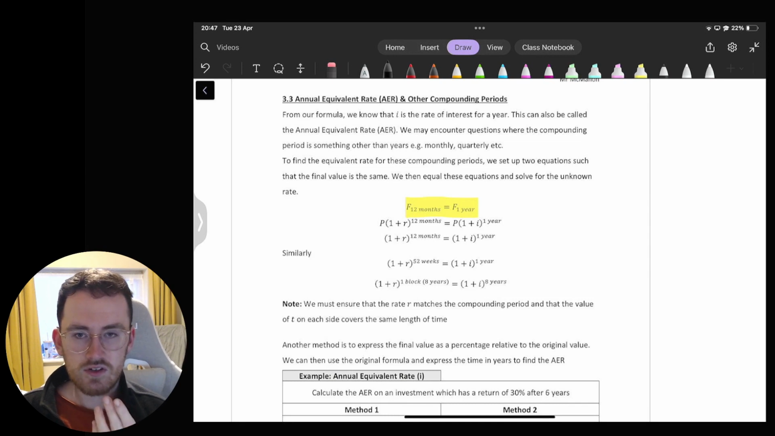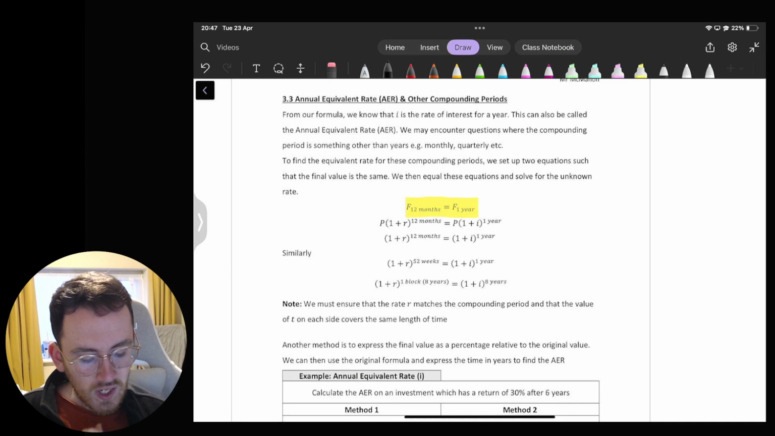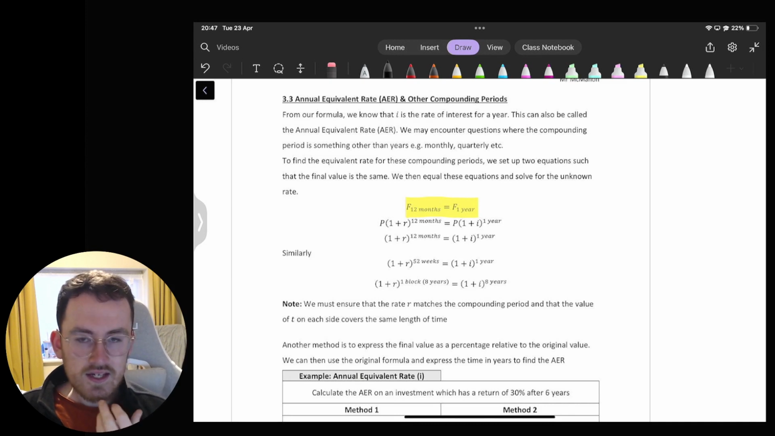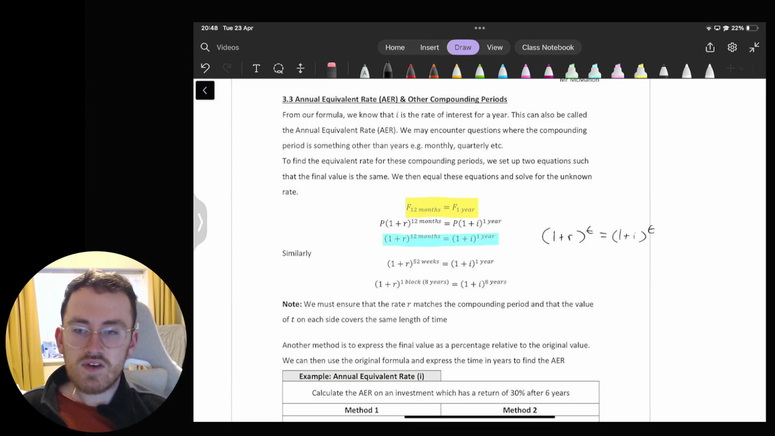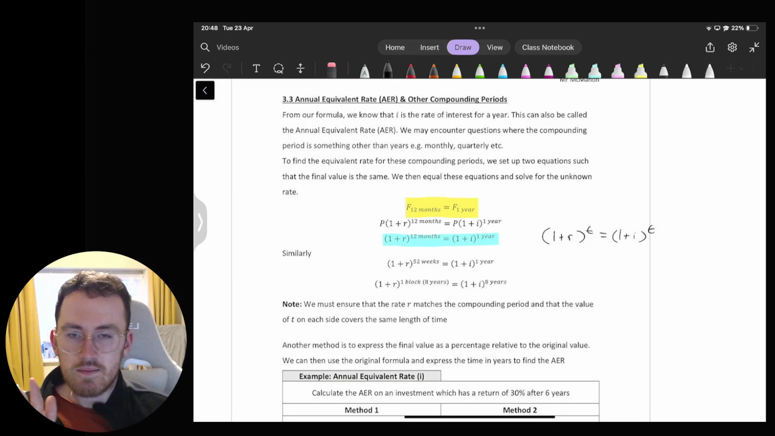So if I was saving for a year or saving for 12 months, I should have the same amount of money. What that means is P times (1 plus R) for 12 months should be the same as P times (1 plus I) for a year. And we end up with this expression, which is the main expression we're going to be using. (1 + R)^t should equal (1 + I)^t, where each value of t on the left or right matches up with the compounding period that I'm looking at, and both cover the same length of time.